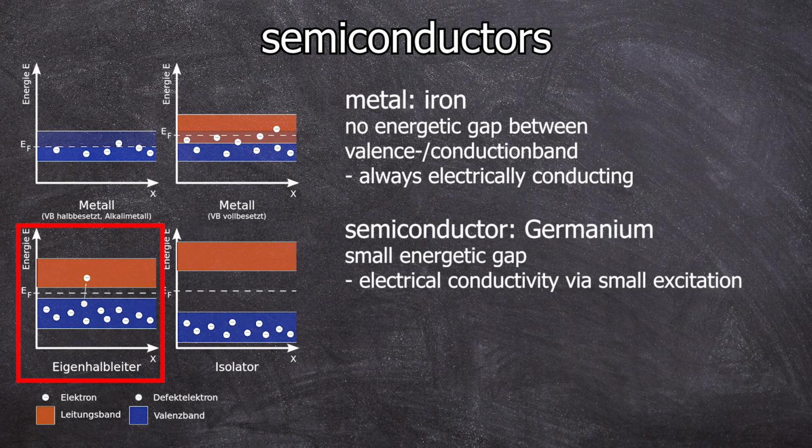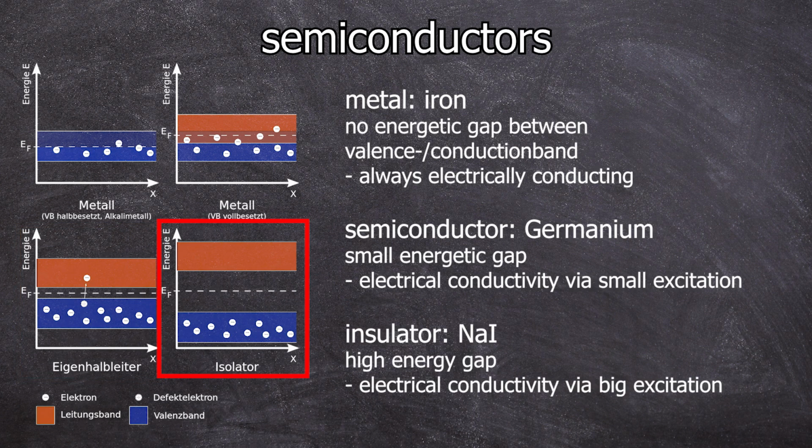In semiconductors, however, there is a slight energy gap. Electrons must be excited to overcome this gap and to enable electrical conductivity, which can occur with relatively low energies such as thermal excitation. This isn't possible with insulators, where the energy gap is much broader. An example of an insulator is sodium iodide. Wonder why I've chosen that example.